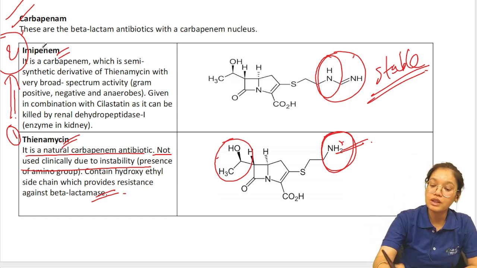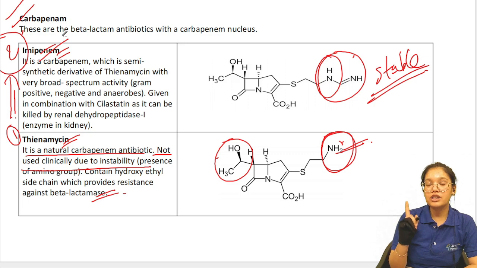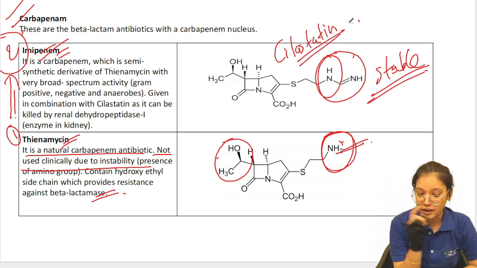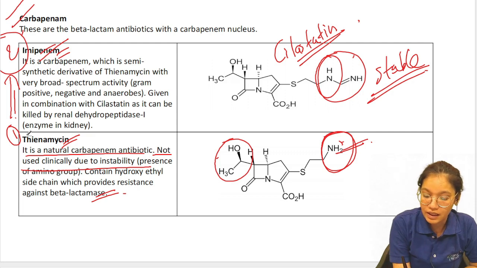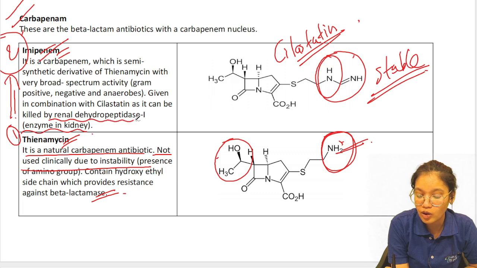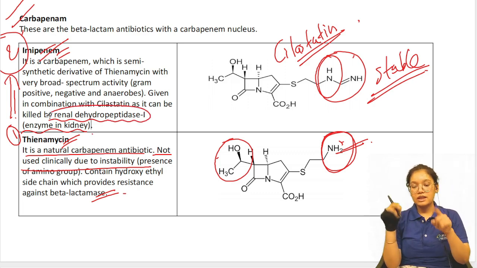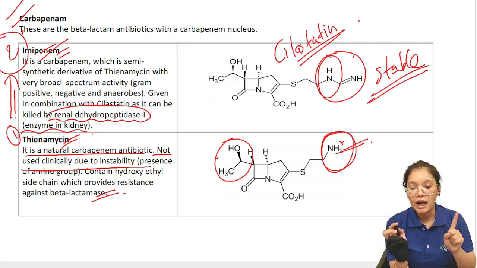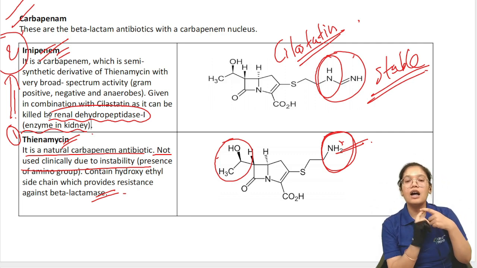Now, imipenem is not given alone. It is given in combination with cilastatin. Why is cilastatin given? Imipenem gets destroyed by an enzyme in the kidney, that is renal dehydropeptidase. To save it from this enzyme in the kidney, we combine imipenem with cilastatin.